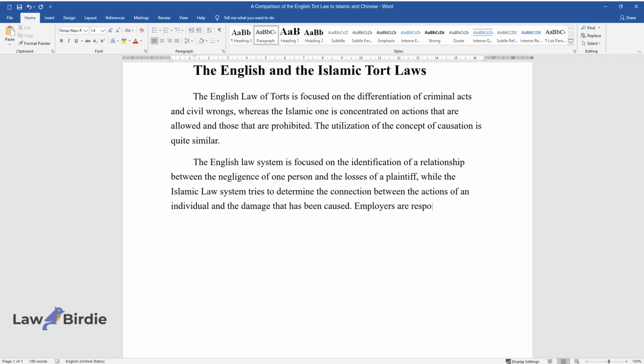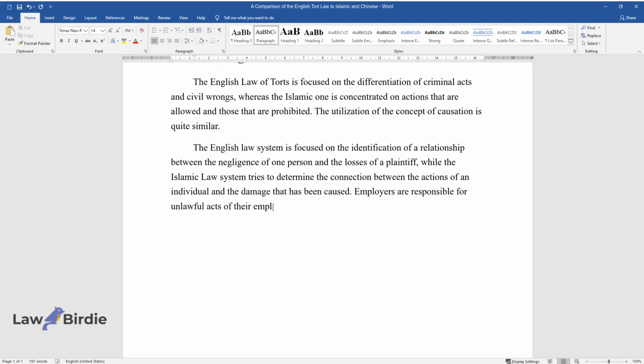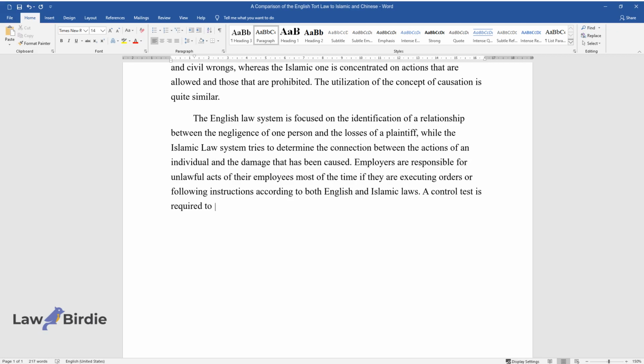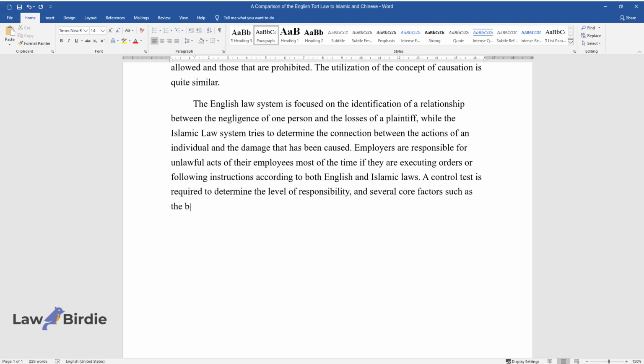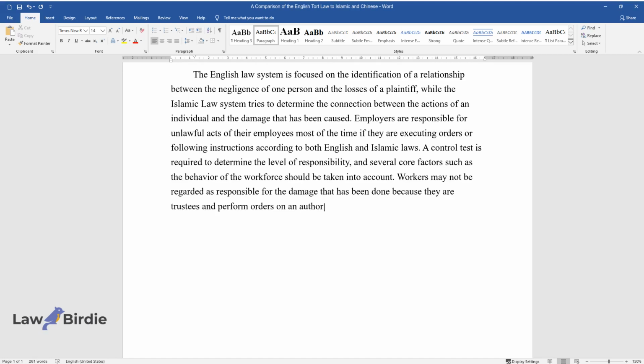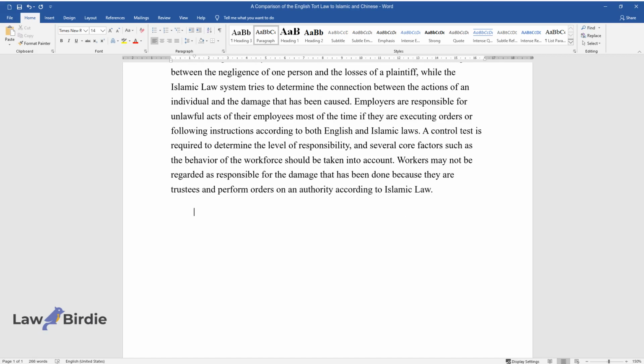Employers are responsible for unlawful acts of their employees most of the time if they are executing orders or following instructions according to both English and Islamic laws. A control test is required to determine the level of responsibility, and several core factors such as the behavior of the workforce should be taken into account. Workers may not be regarded as responsible for the damage that has been done because they are trustees and perform orders on an authority according to Islamic law.